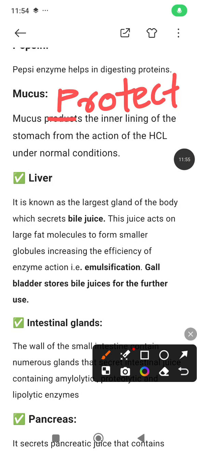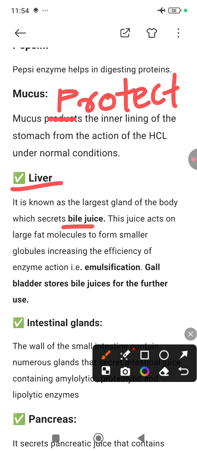Another digestive gland is the liver. It is not a part of the alimentary canal, but it takes part in the digestive system. The liver is known as the largest gland of the body, which secretes bile juice. This bile juice acts on larger fat molecules to form smaller fat molecules, increasing the efficiency of enzyme action, and this is known as emulsified fat.